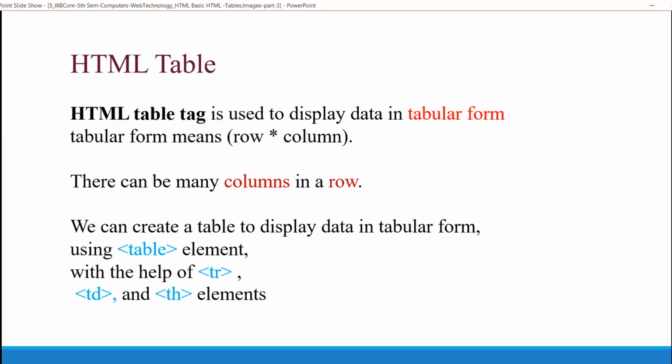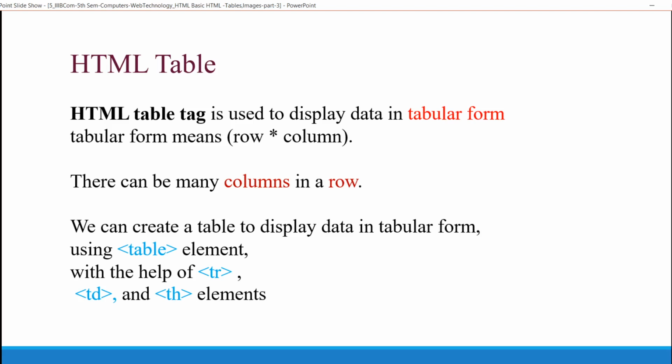Table tag. This table tag displays the data in a tabular form. Tabular form means row into column. How many rows are used? How many columns are used? There may be many columns in a row. What are the elements that are used for displaying data in a tabular form? Here in this HTML table, we are using table tags, row tag, cell tag, heading tag.